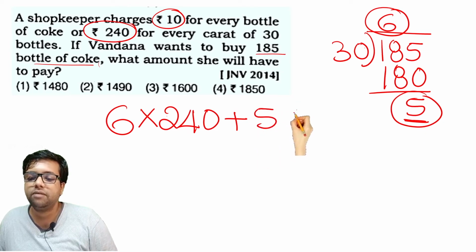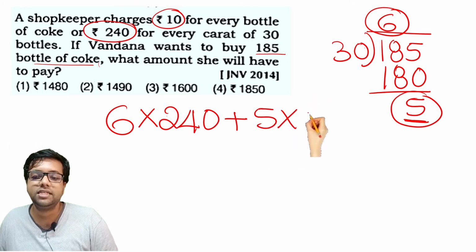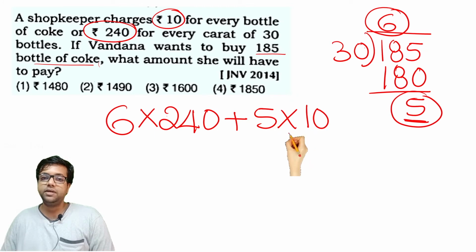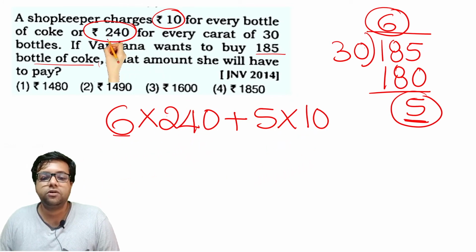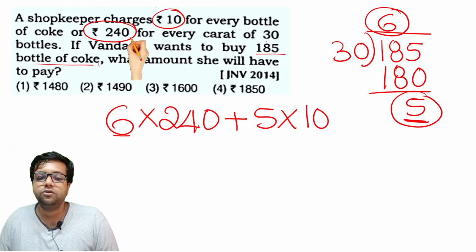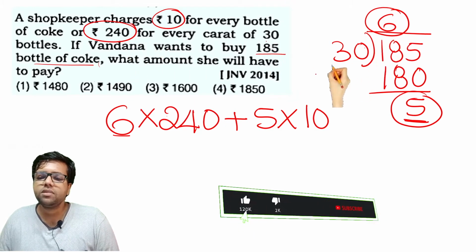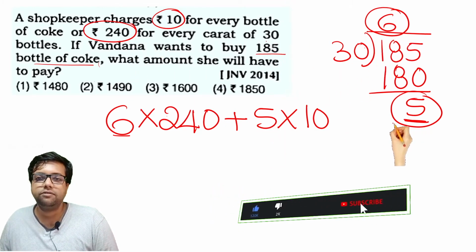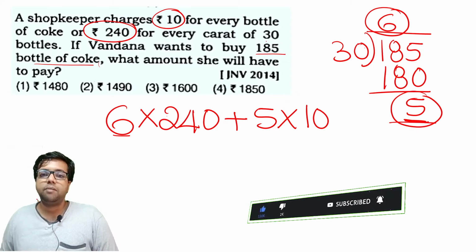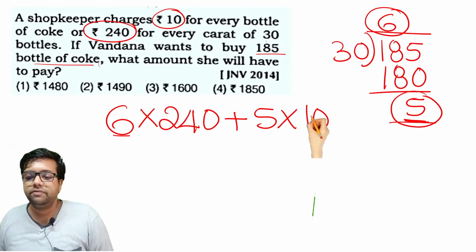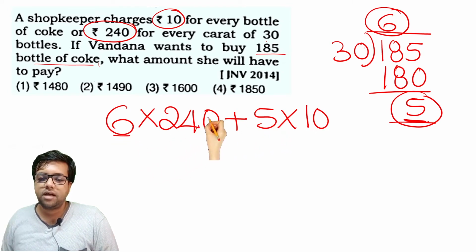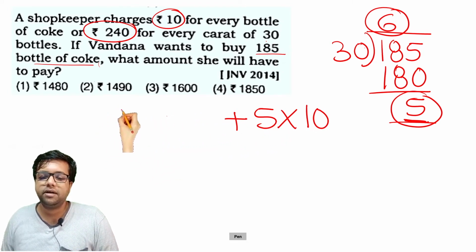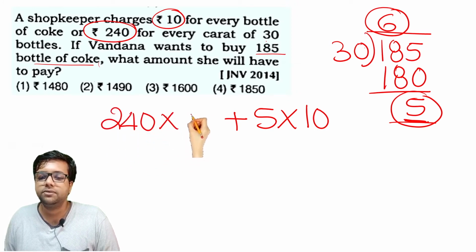So the 5 bottles will be there, and for each of the 5 bottles, Vandana will have to pay 10 rupees. 6 carats will be multiplied with 240 rupees because each carat costs 240 rupees, and for the remainder, we have 5 extra bottles apart from the carats, so we multiply 10 rupees there. So therefore, do the math here. I will just reverse this part to save space. 240 rupees will be multiplied by 6 carats.